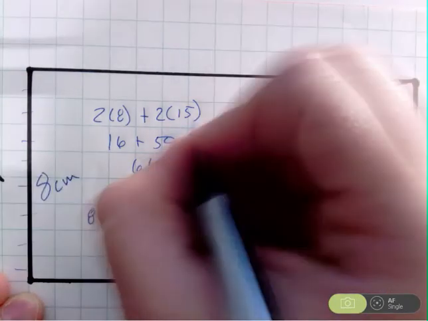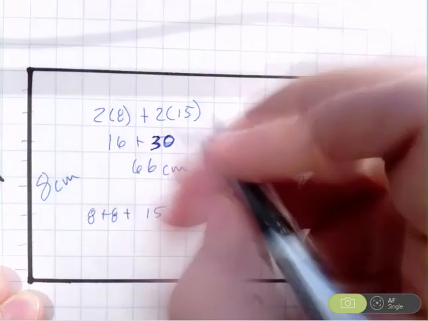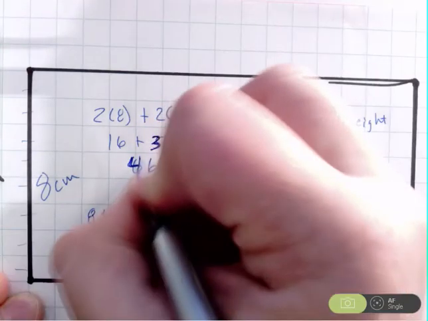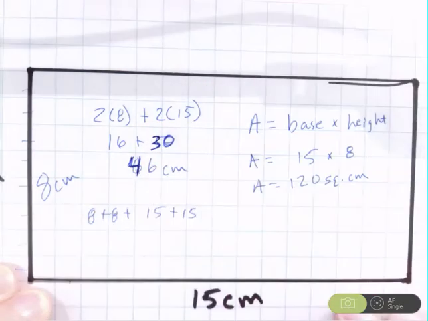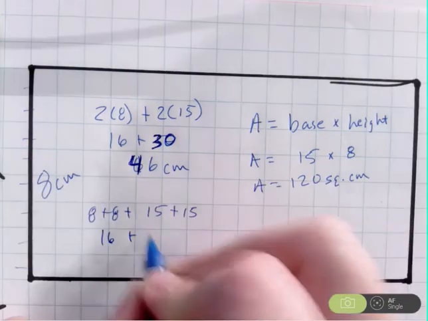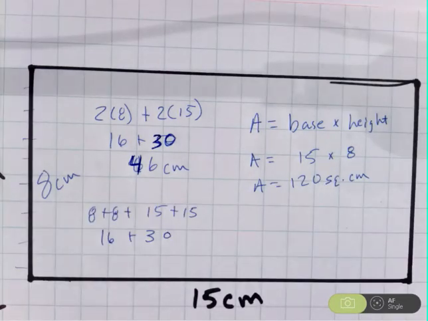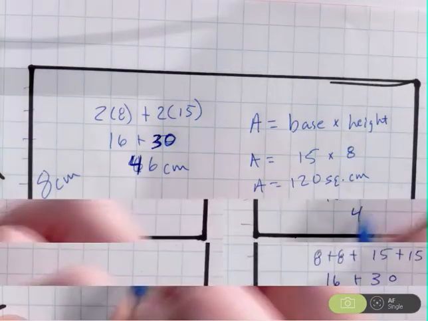Oh my goodness. 2 times 15 is 30. I am so sorry. 2 times 15 is 30. It's going to be 46. I knew that didn't seem right. So 8 plus 8, 16. 15 plus 15 is 30. So 16 plus 30, 46 centimeters.